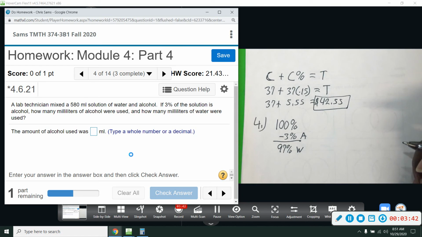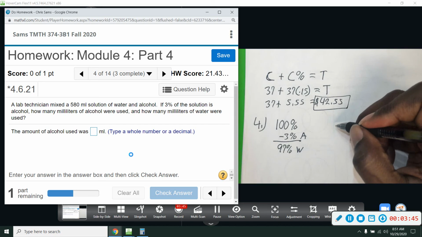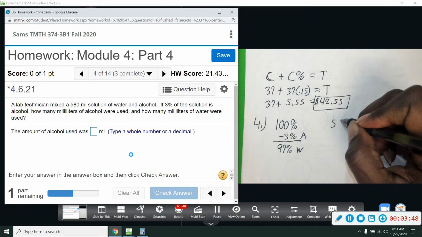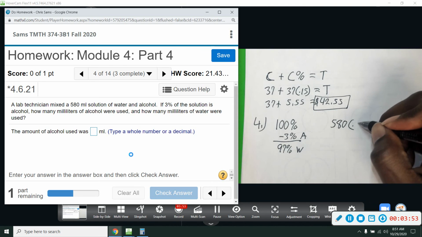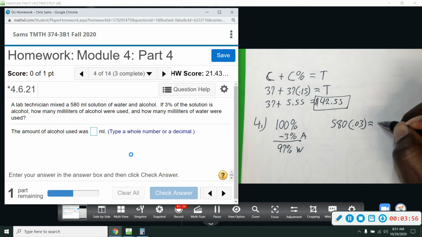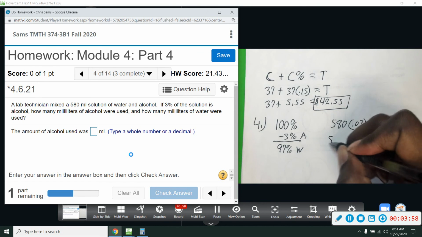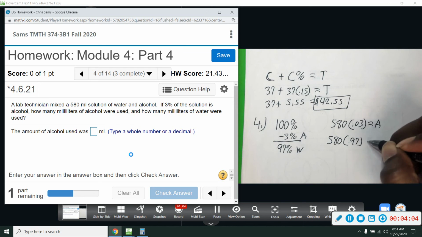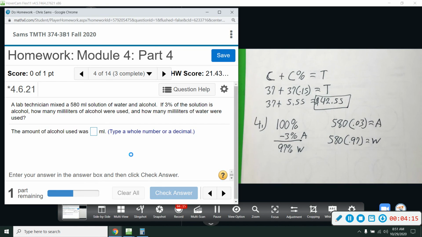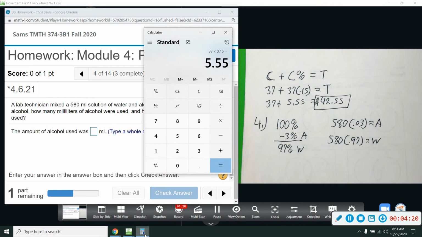Okay, so what I'm going to do is take this amount of solution that we have, which is 580, and we can multiply it by 3%, or as a decimal, that's going to be 0.03. That's going to tell me how much alcohol. And I can do the same thing, 580 times 0.97, and that will tell me how much water. You could also just get the amount of alcohol and then subtract from 580, and that will tell you water. So a couple ways you can think about doing it, but just since we're doing this percent of, it's going to be the same just to follow that.